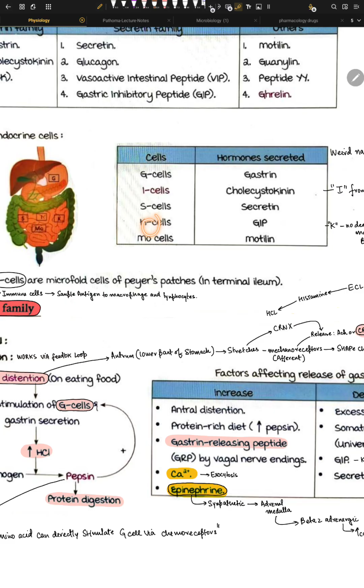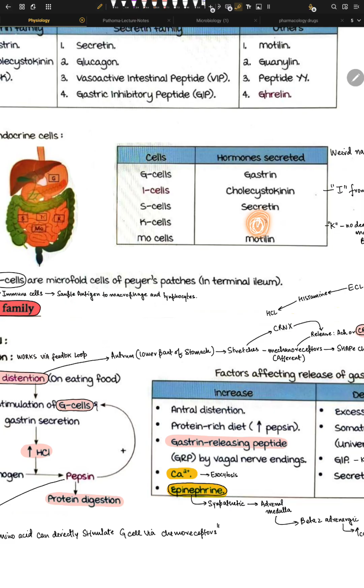Okay, K cells, weird name. I thought I would find the meaning of this K cell, why they named it K, but it turned out that it's an arbitrary naming thing. They just named it that because they didn't want anything else to get confused with it. They didn't want to name it maybe A cells. So they named it K cells, which is very weird. It makes GIP. What is GIP? GIP is gastric inhibitory peptide.